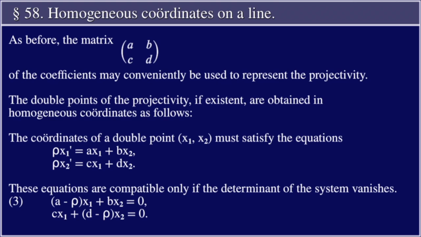As before, the matrix a, b, c, d of the coefficients may conveniently be used to represent the projectivity. The double points of the projectivity, if existent, are obtained in homogeneous coordinates as follows.